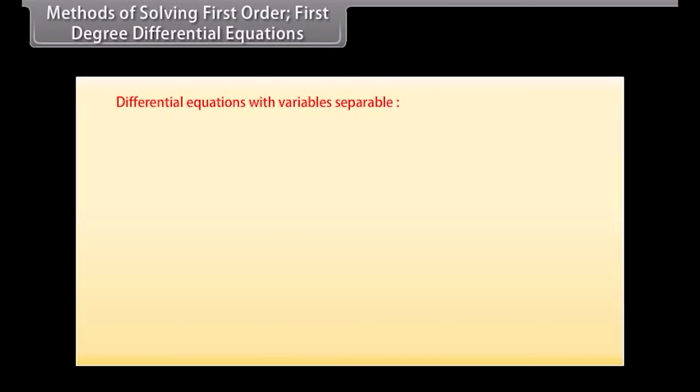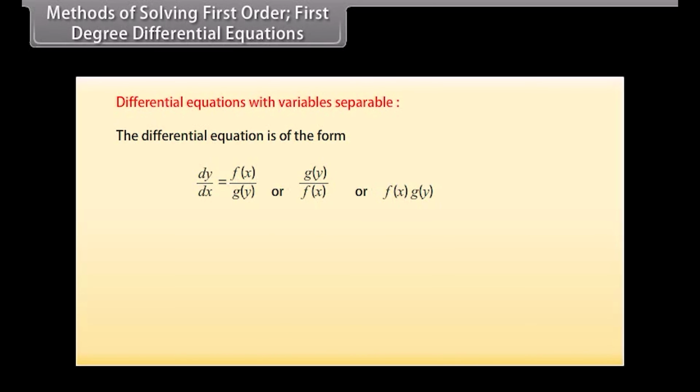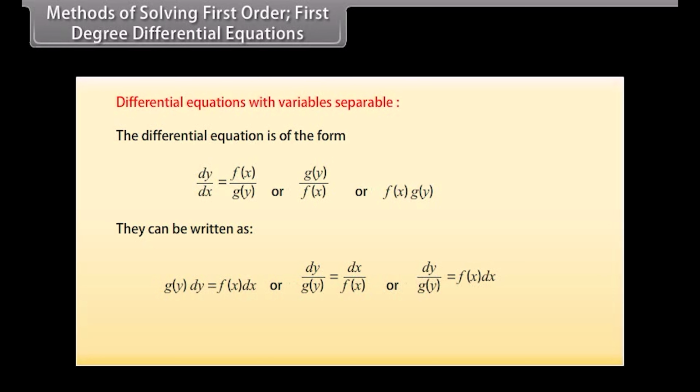Methods of solving first order, first degree differential equations. Differential equations with variables separable. The differential equation of the form dy by dx equals f(x) by g(y), or g(y) by f(x), or f(x) into g(y). They can be written as g(y) dy equals f(x) dx, or dy by g(y) equals dx by f(x), or dy by g(y) equals f(x) dx respectively, and after that they get integrated.